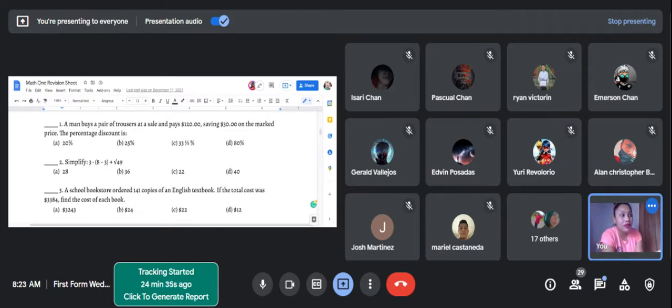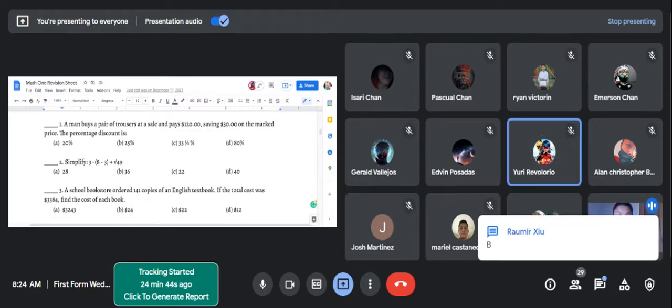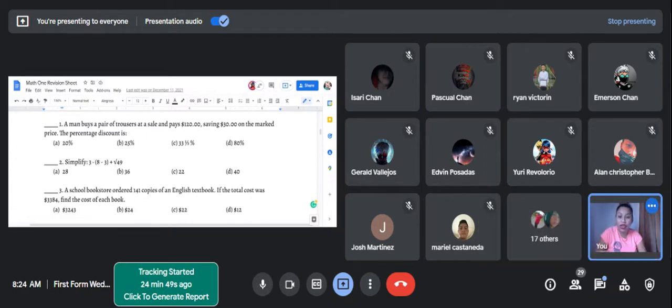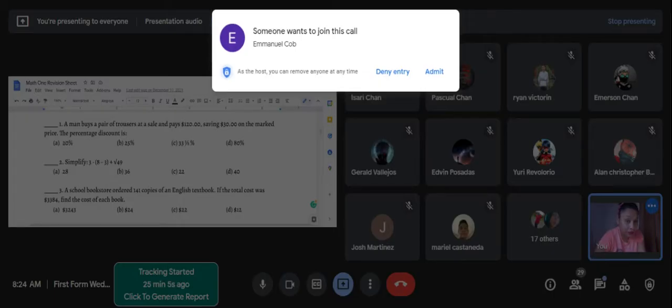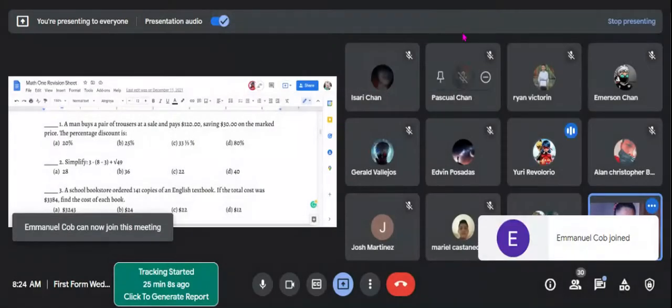Now, you already know what the discount is. How much is the discount? $30. Very good. But the question is not asking you. The question does not say, okay, tell me what the discount is. No. The question is telling you what is the percentage discount. So this question wants you to take that $30 and represent that $30 as a percent. Right? Does everybody understand that? Yes, miss. Okay.